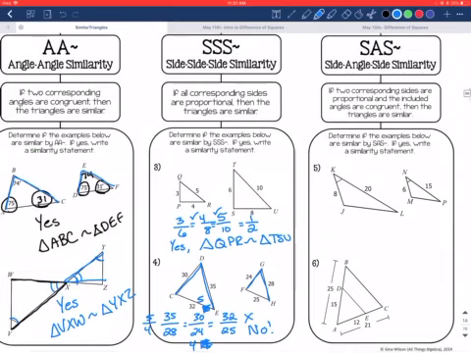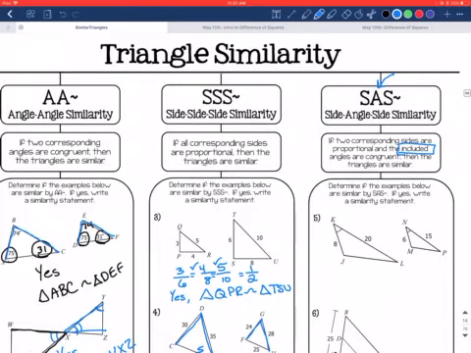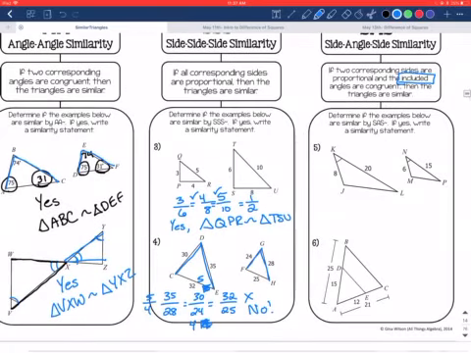So side angle side similarity. This is the last one. Side angle side. And again, you see that the included angle is in between the two sides, right? So determine if the examples below are similar by SAS. That angle has to be in the middle, and the sides still have to be proportional. So you have to check to make sure the angle's in the middle and that the sides are proportional.